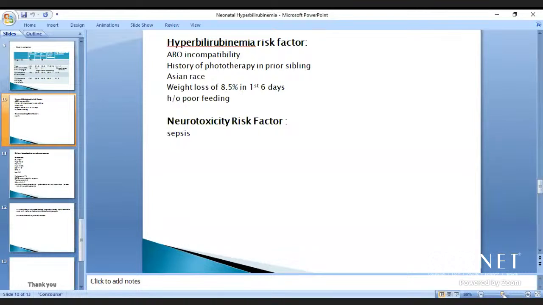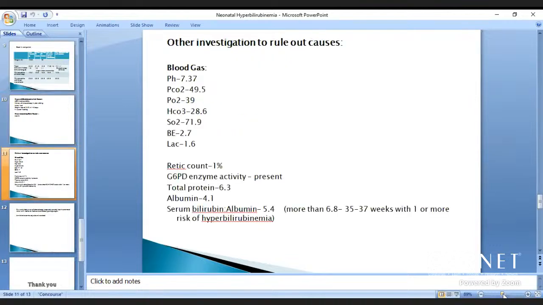factors are ABO incompatibility, history of phototherapy in prior sibling, Asian race, weight loss of 8.5% in first 6 days, which is in physiological limit but on higher side, and history of poor feeding. Neurotoxicity risk factor includes sepsis, in which CRP is borderline high and having serous discharge from umbilicus on receiving. No other signs of systemic sepsis noted.